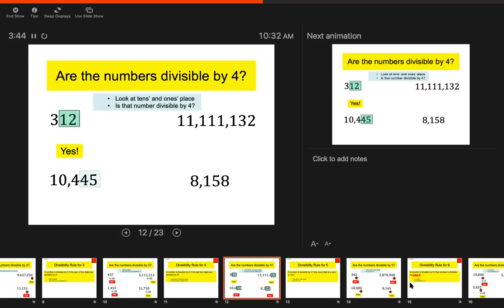10,445: we look at the last 2 digits, 45. 45 is not divisible by 4, so therefore that big number, 10,445, is not. Big honking number, 11 million.